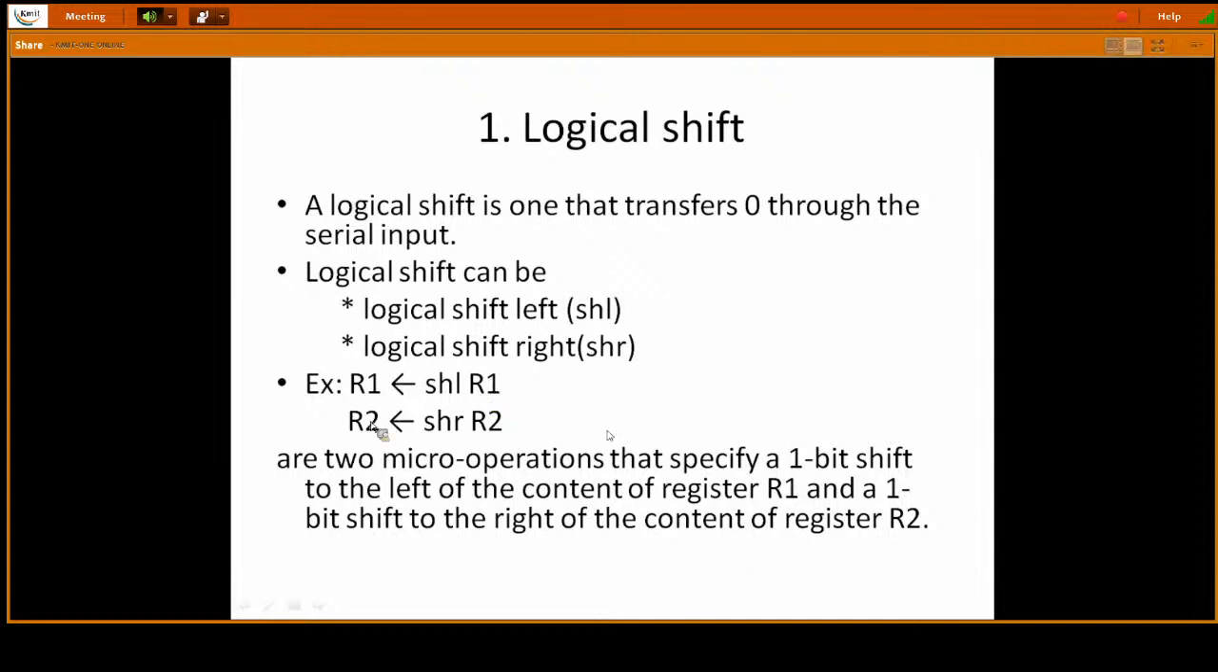R1. Similarly, R2 becomes SHR R2, which means that you are going to apply a logical shift right on the register R2. This is the way of representing a logical shift right and logical shift left. Now we'll see one example of how to implement this shift micro operation.